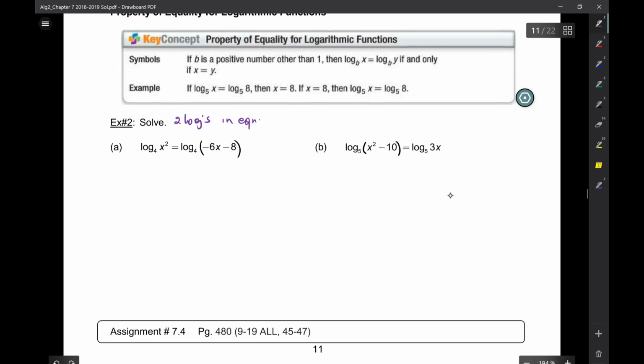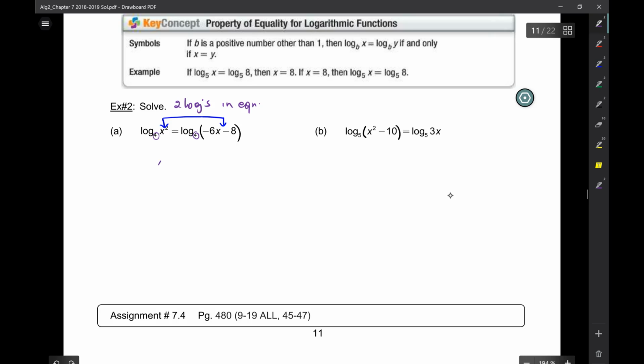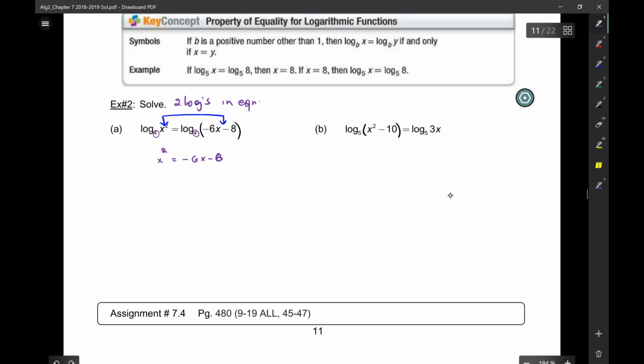All right, now what you need to do is this. You need to check, is the base the same in both logarithms? Log base 4, log base 4. If the base is the same, then all I have to do is set the inside equal to each other. So then I say x squared is equal to negative 6x minus 8. And now that's a quadratic equation. X squared plus 6x plus 8 equals 0.